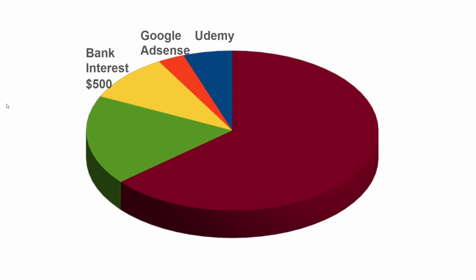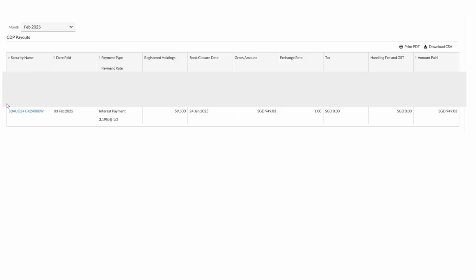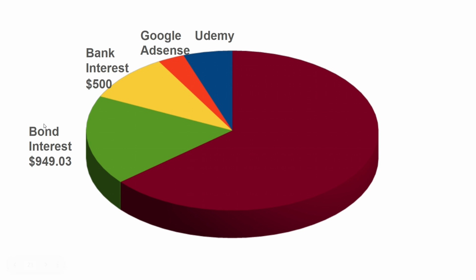Let's take a look at my next source of income, which is income from bond interest. This is my CDP account, and in the month of February, I received a payout from one bond, the Singapore Savings Bonds from August 2024. This bond pays me $949.03 in the month of February. I received it on 3rd February. So this is my fourth source of income, bond interest, paying me $949.03.